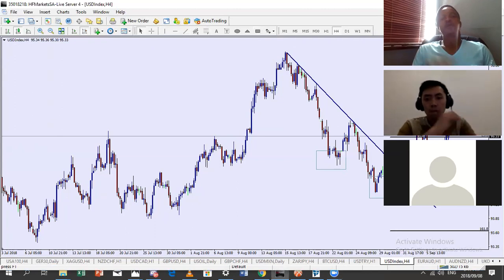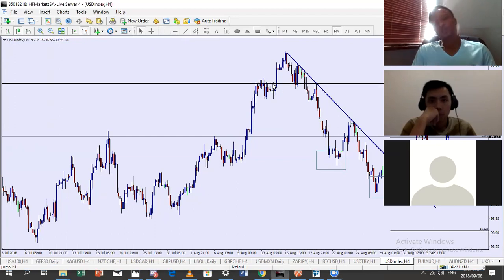Remember, you should always find the nearest exit. Let's check where could be the nearest exit. It can be somewhere there. We can simply say the first leg is this one, so the second leg should be equal to the first leg. It means here will be our exit. Here is going to be our second exit, and here is going to be our first exit.